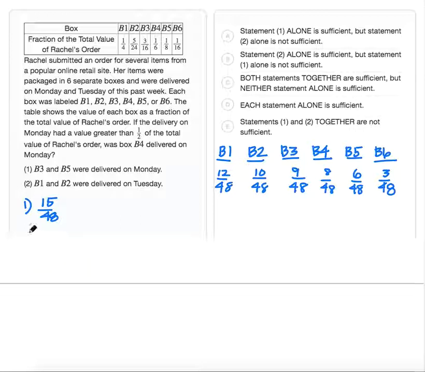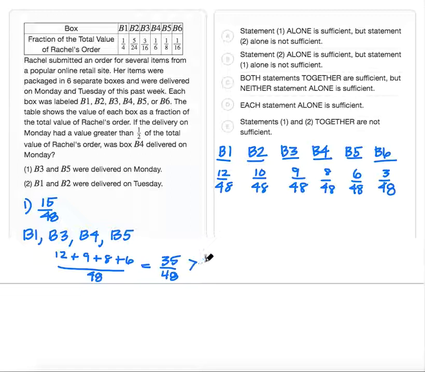Monday's delivery could have included boxes B1, B3, B4, and B5. That's going to represent a value, looking at the fractions, of 12 plus 9 plus 8 plus 6 over 48, which will simplify to 35/48, which is definitely bigger than a half. So that's one case. And in that case, B4 was delivered on Monday.